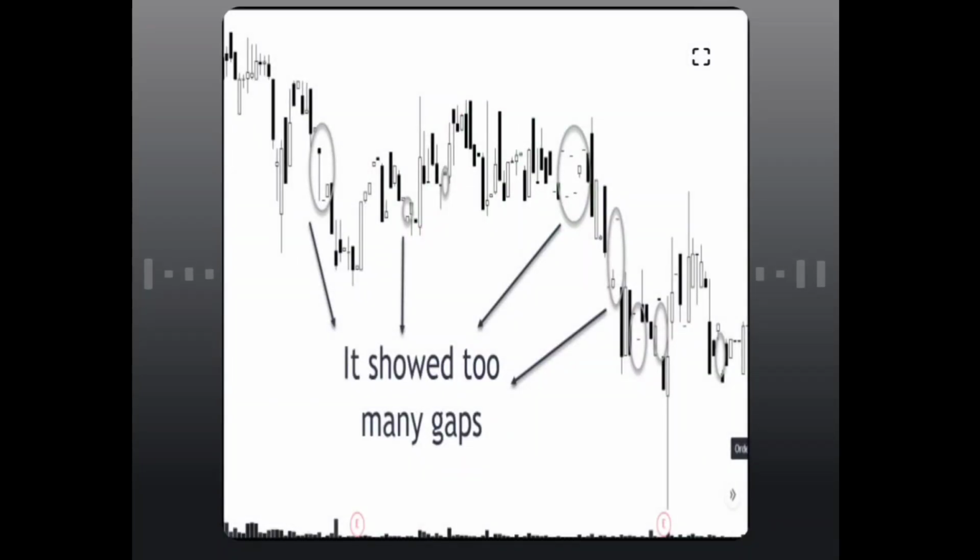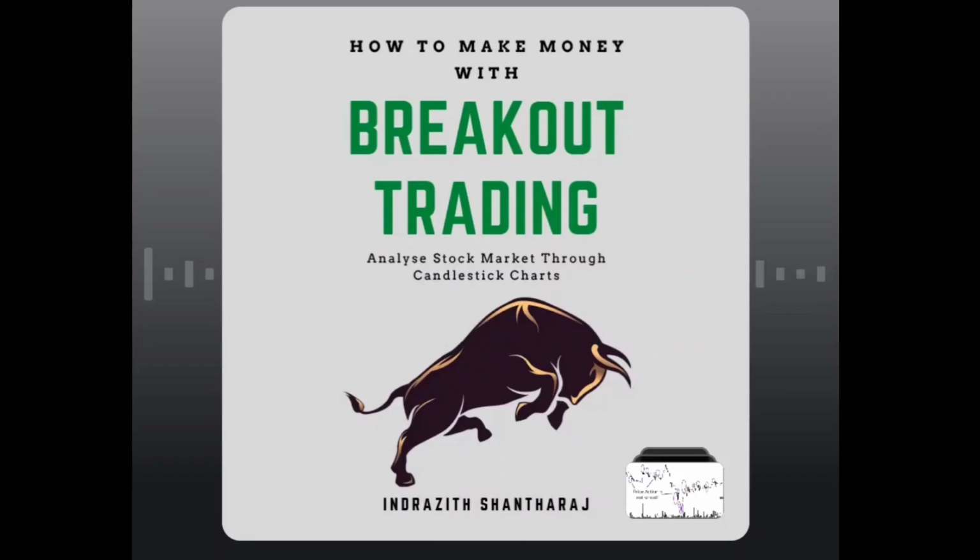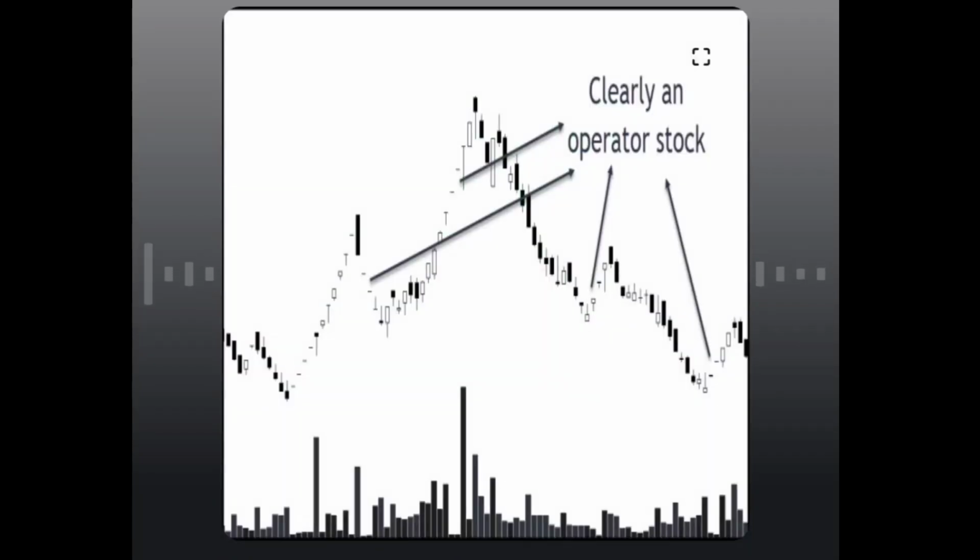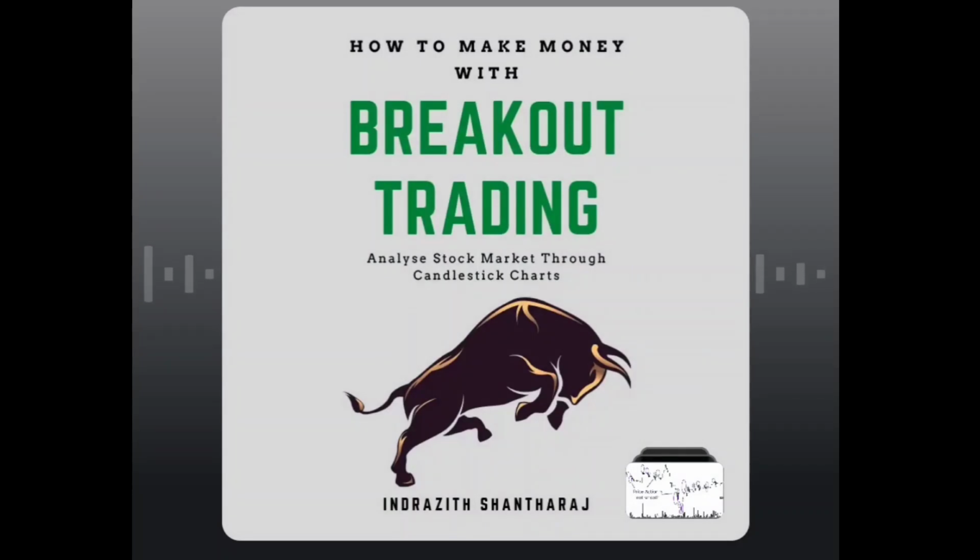Another example is shown in image 2.2. It has too many gap scenarios which are not suitable for this type of trading. It's better to avoid such scripts. If you look at image 2.3, it has too many gaps and no activity on many trading days. It clearly shows that some operators are controlling this stock. It's better to avoid such scripts.